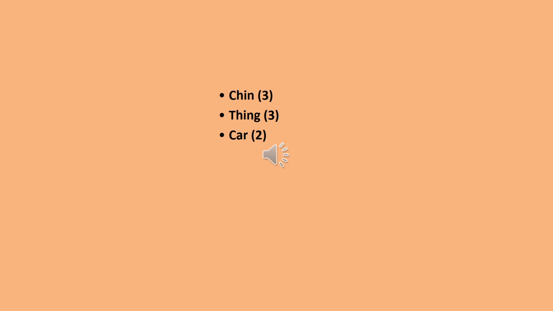The word chin has 3. Ch, i, n. You cannot separate the C and the H and get the ch sound. The word thing has 3. Th, i, ng. You can't separate the N and the G and still get the ng sound. Again, a phoneme is the smallest unit that carries sound. Car has 2. K would be 1 and R would be the second. You cannot separate the A and the R and get the R sound. It would be k, ar.